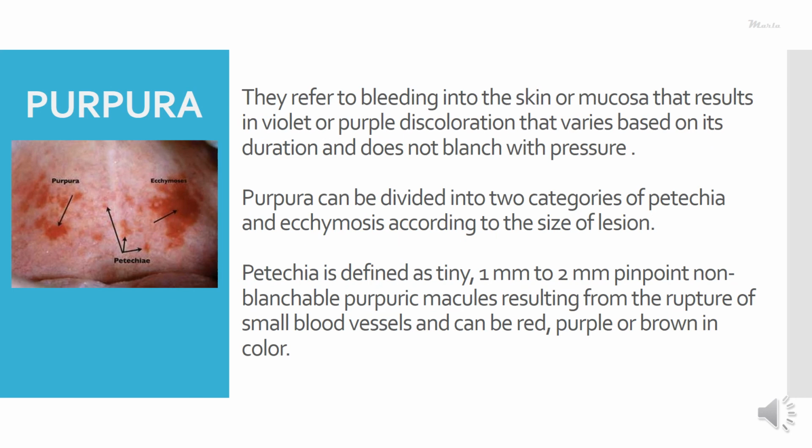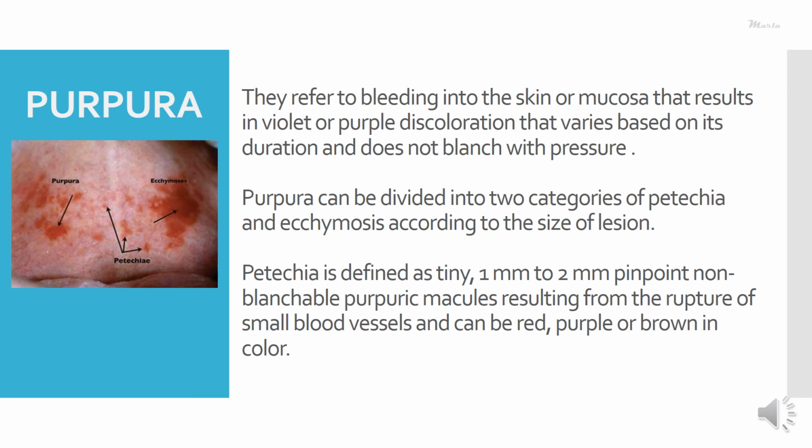Then we have hemorrhagic lesions, which are designated as purpura. They refer to bleeding into the skin or mucosa that results in a violet or purple discoloration that varies based on its duration and does not blanch on pressure. If there is a vascular lesion which is filled with fluid, there will be blanching. However, because here there is bleeding into the mucosal area, the connective tissue, there will be no blanching on pressure. Purpura can be further divided into petechiae, which are small areas of hemorrhage, or ecchymosis, which are larger areas of hemorrhage.